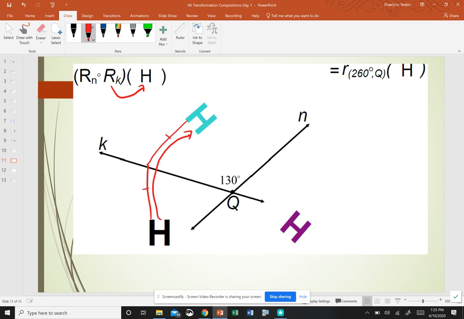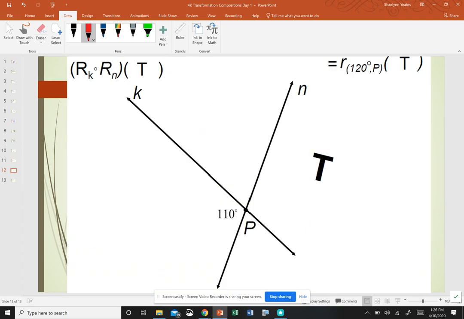Okay, and now you're going to do the same thing with N. So this is this far, and then this will be the same distance. And now you just rotated all the way around, and it tells you right here it's 260 degrees around point Q. Okay, so let's try this one together. Oh, it even tells me that's 110 degrees. That's so nice. All right, so we're going to rotate across N first because N is the closest one to T.